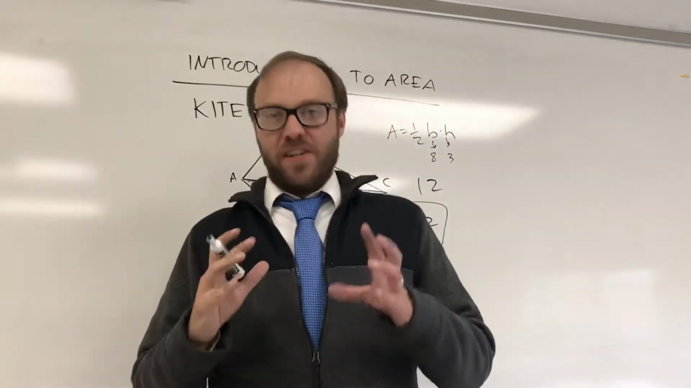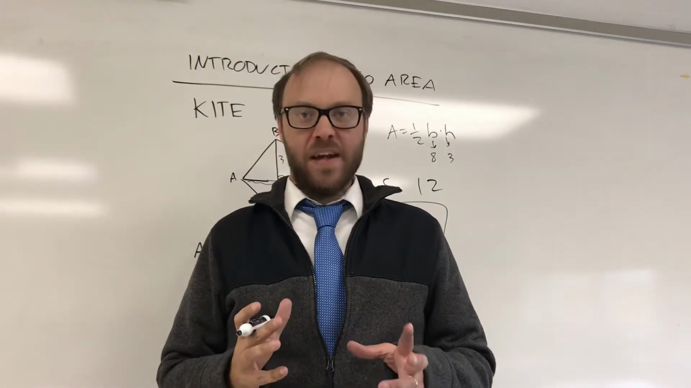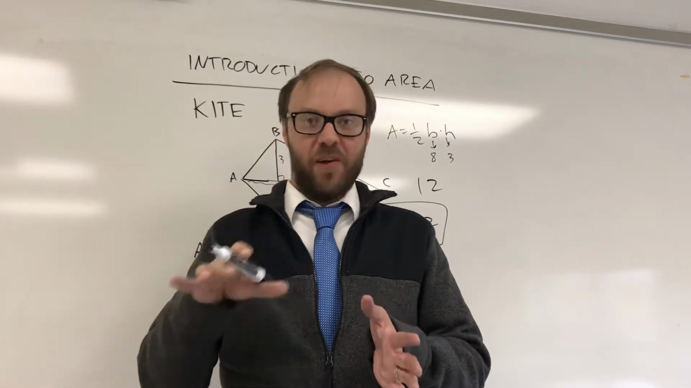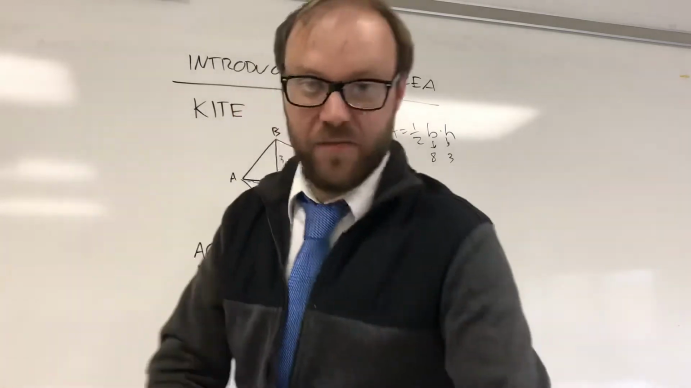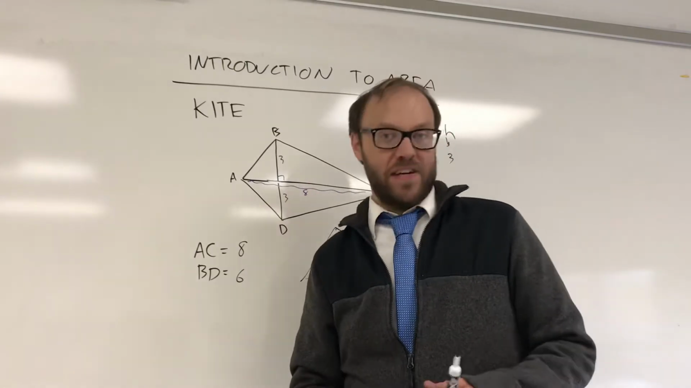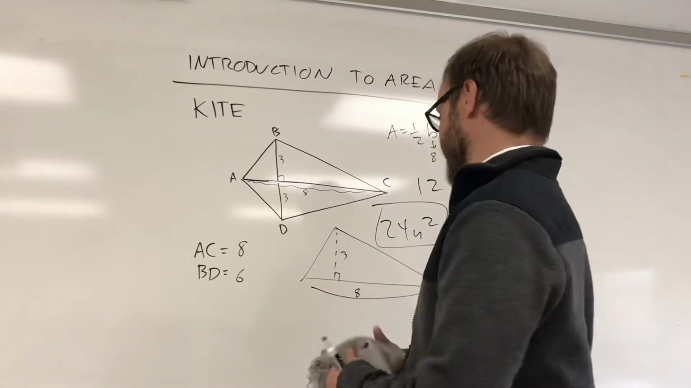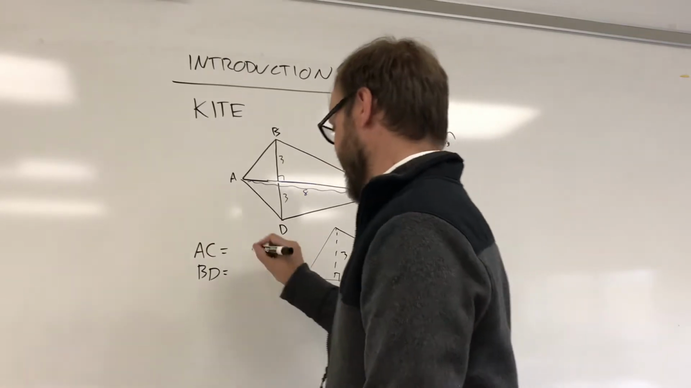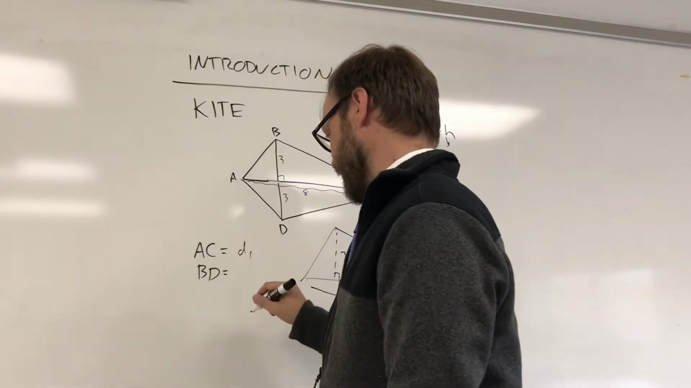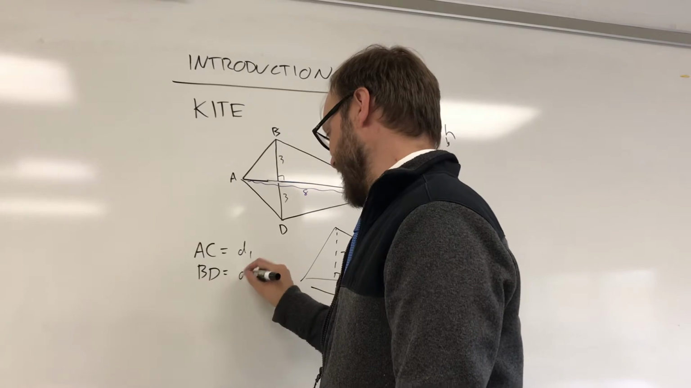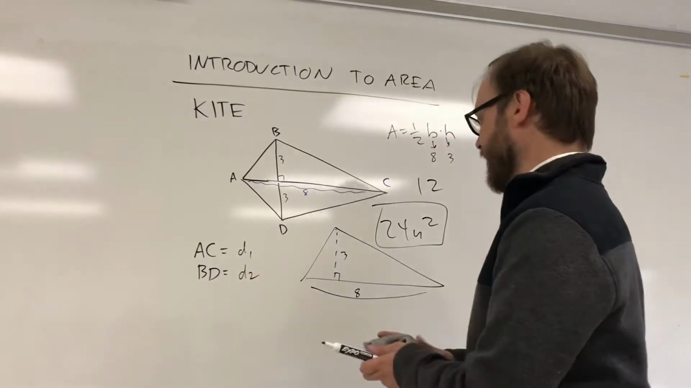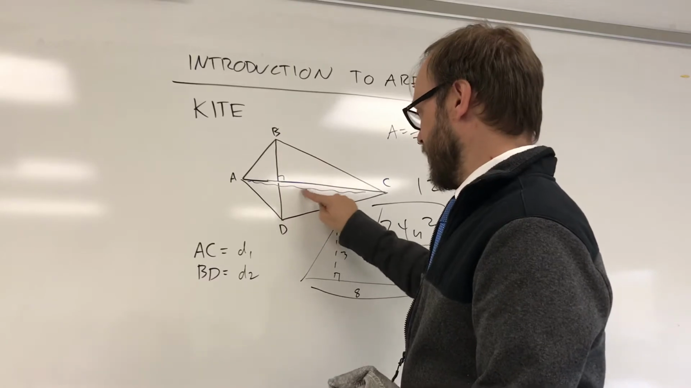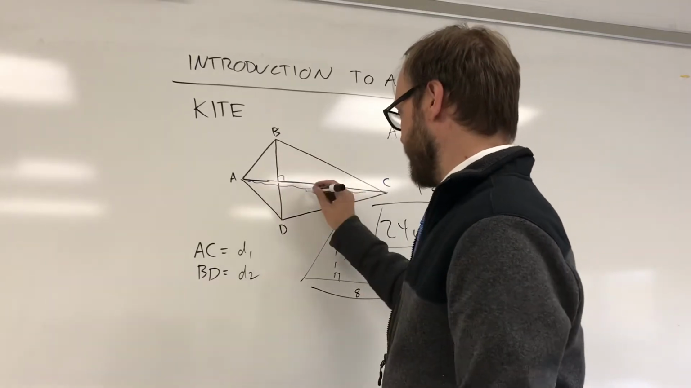I'd like to try to turn this into a formula. So I'm going to come back and do this with variables. If you can do a process with variables, you should be able to make a formula. It should be the same process every time, just the numbers potentially can change. So I'm going to call AC diagonal 1, and BD diagonal 2. We're going to call this D1.